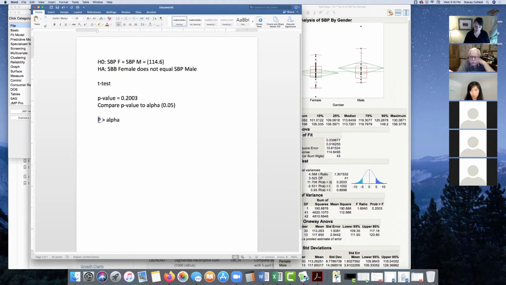I should really let my Microsoft Office know to not capitalize p. My p is greater than alpha, so what's my decision here? Null hypothesis. Yep, I'm going to stick with the null hypothesis. There is no statistical difference. That's a key phrase, right? We have no evidence of a difference, or no statistical difference, between SBP for females and males.